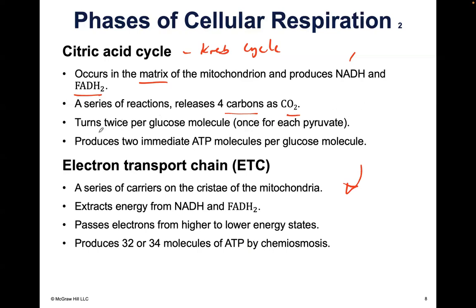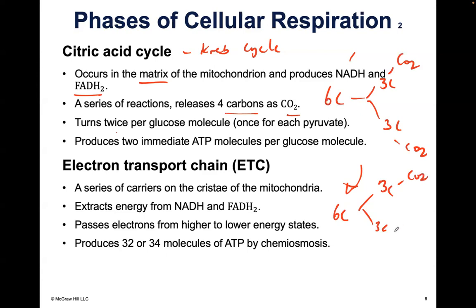If you have 1 glucose molecule, it is 6C. If you turn this into 3C, that is 2 pyruvate. So this one releases 1 CO2, this one releases 1 CO2. Then this would happen again, so this releases another CO2, and this releases another CO2: 1, 2, 3, 4. This is why it says times twice for glucose. So it happens 2 times for every glucose, to give you 4.